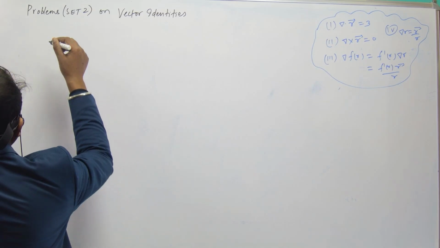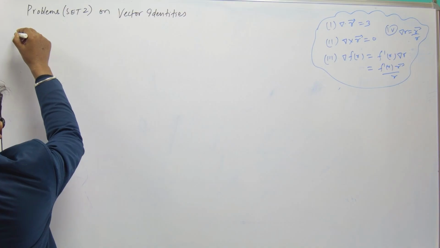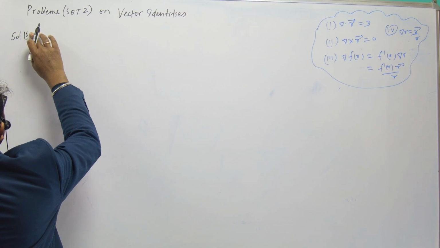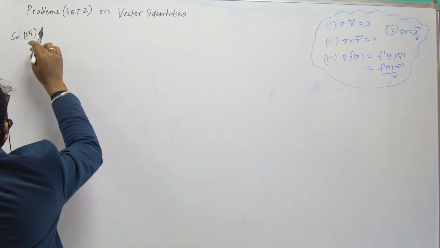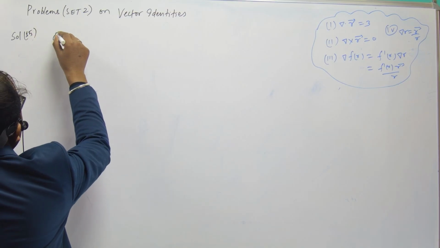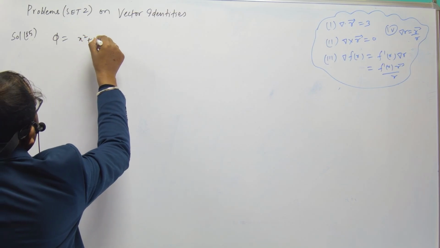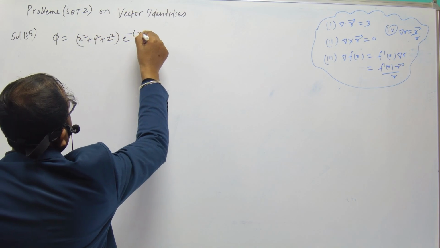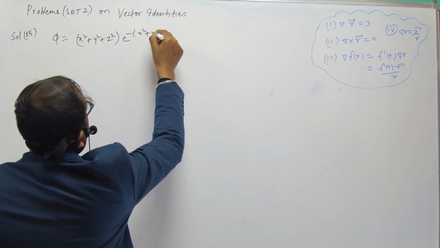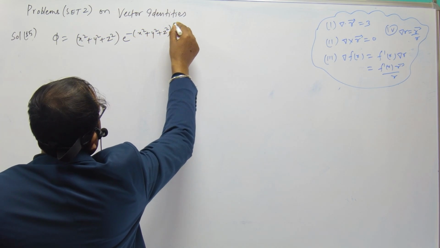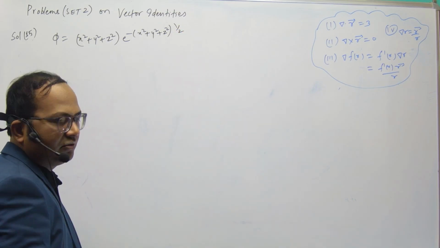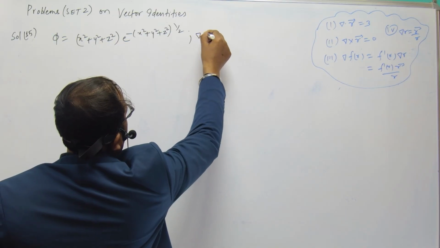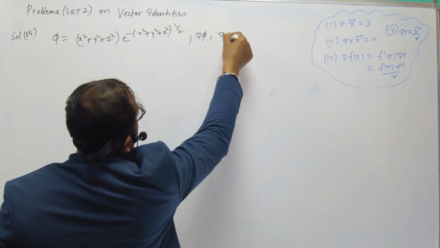Solution of question number 15. We are given phi equal to (x square plus y square plus z square) to the power of 1 by 2 ... e to the power minus (x square plus y square plus z square) to the power 1 by 2. We have to find the gradient of phi and the mod of gradient of phi.